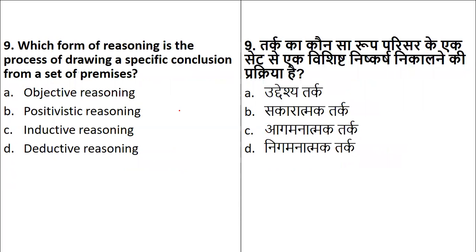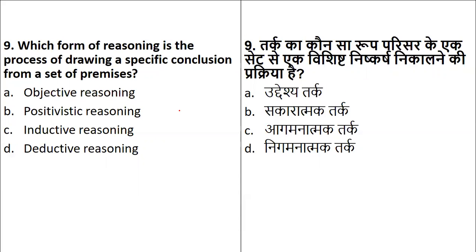Question number 9. Which form of reasoning is a process of drawing a specific conclusion from a set of premises? Here again, they have given an approach question, but in a different way. You are drawing a specific conclusion, from a set of premises. So whether it will be objective, positivistic, inductive, or deductive. Which of the reasoning will it be called?